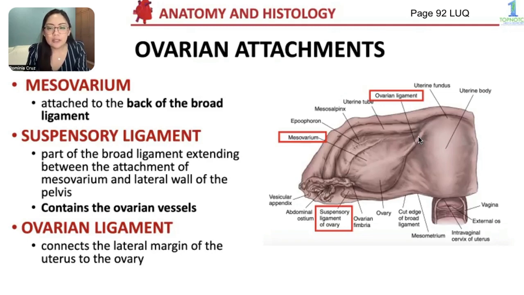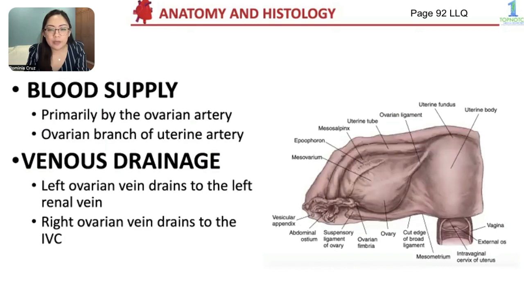And to review, the ovarian arteries, which would come from the abdominal aorta at the level of L1, supply the ovaries primarily, but it also is supported by the ovarian branch of your uterine arteries. So ito yung blood supply natin sa ovaries. While our venous drainage, as we said earlier, it is drained by the ovarian vein on both sides, but the left vein would drain to the left renal vein, while the right vein would drain directly to the inferior vena cava. Okay, ilang beses na yun naulit so dapat alam nyo na yun. And let's move on to your fallopian tubes.